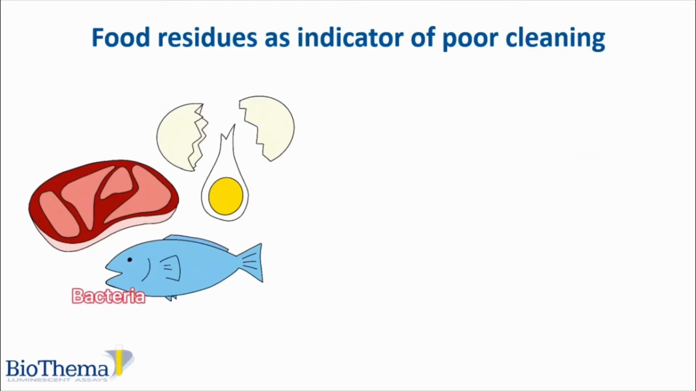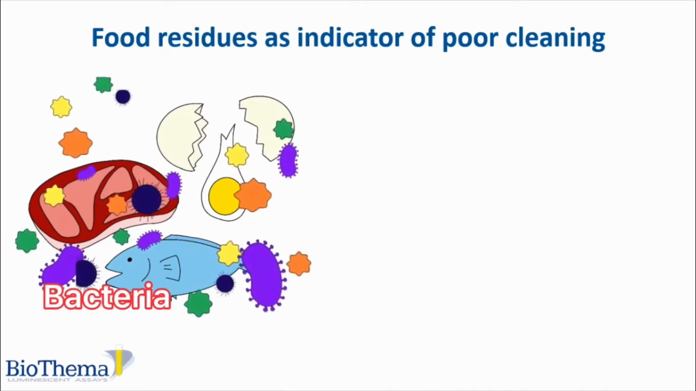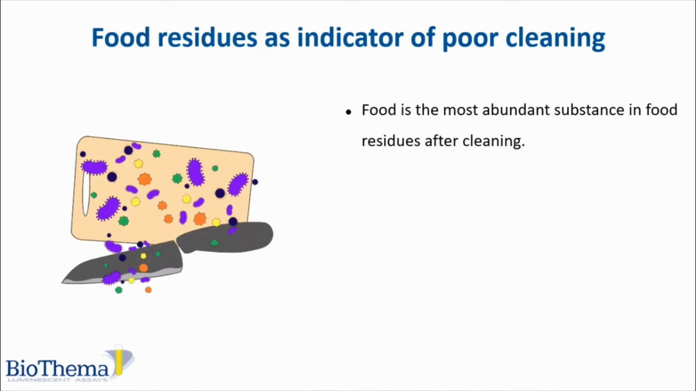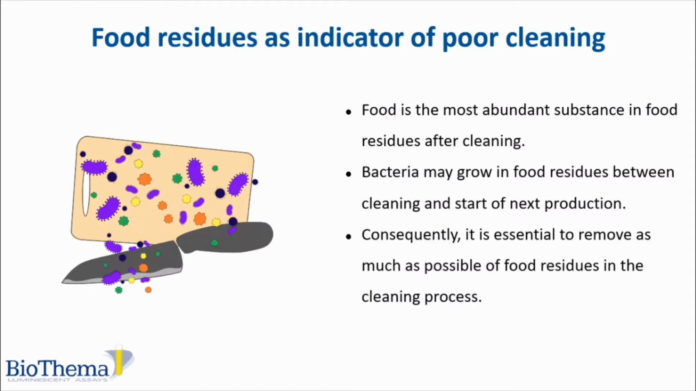In the video, we will see how bacteria infect food residues and then go over to food contact surfaces. A surface can be almost sterile after cleaning. In spite of this, food residues can be heavily infected when the production starts the following day. And food is the most abundant substance in food residues after cleaning, and bacteria may grow in food residues between cleaning and start of production. Consequently, it's essential to remove as much as possible of food residues in the cleaning process.